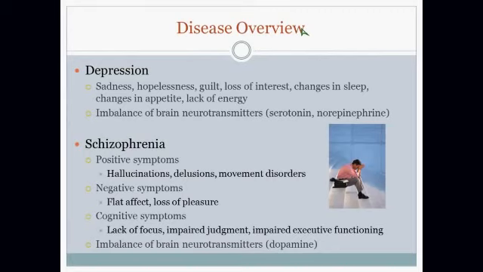And that's really what I'm going to focus on today, just because that has to do with the mechanism of action of the medications we'll be discussing. So depression has been associated with the imbalance of the neurotransmitters serotonin and norepinephrine.